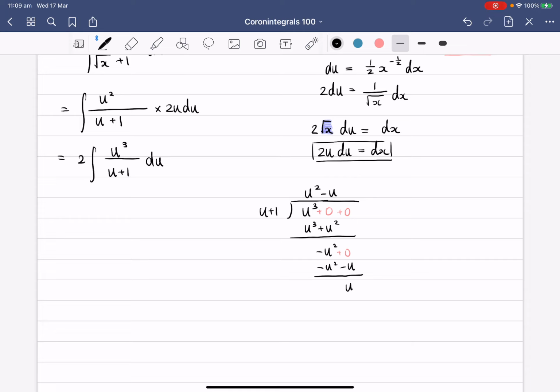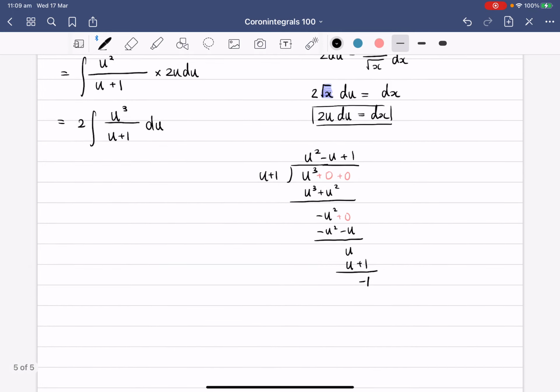All right, so once you finish that, we can continue with plus u here. So plus 1 here, so you end up with u plus 1, and then that becomes minus 1 as the final answer. So therefore now, after long division, we have changed our fraction into u squared minus u plus 1. And this is just the numerator, which is the quotient, not just this part here.